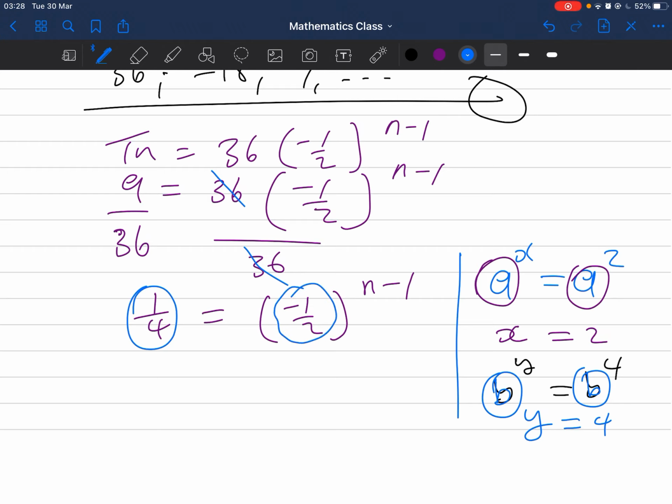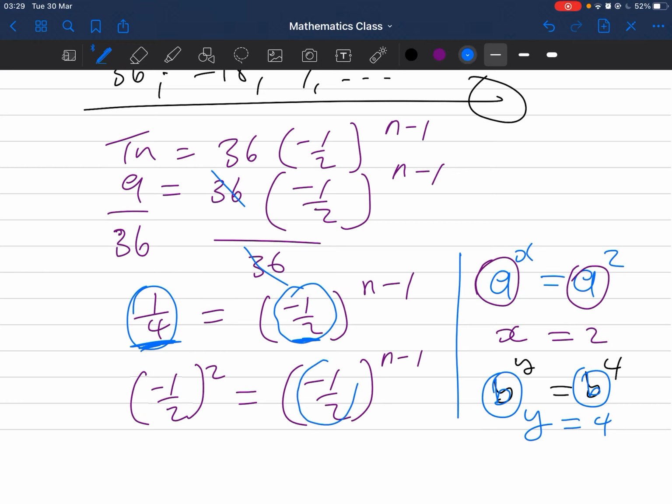So what we're going to do is make sure these bases are the same. In fact, we're going to change this to look like that. We know that 1 over 4 is the same as negative half to the power 2. You can punch it in your calculator: negative half power 2, and I get 1 over 4. So what we did here is we made these bases the same, negative half, negative half. The bases are the same, then you're going to equate the exponents.